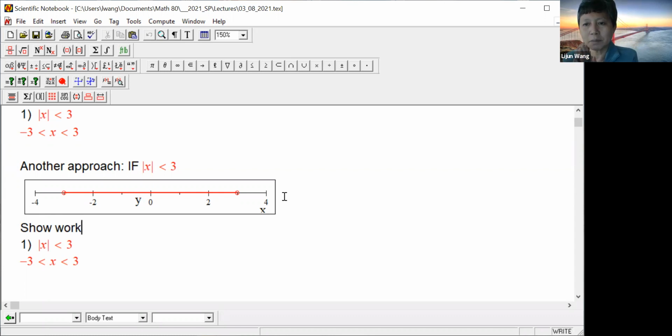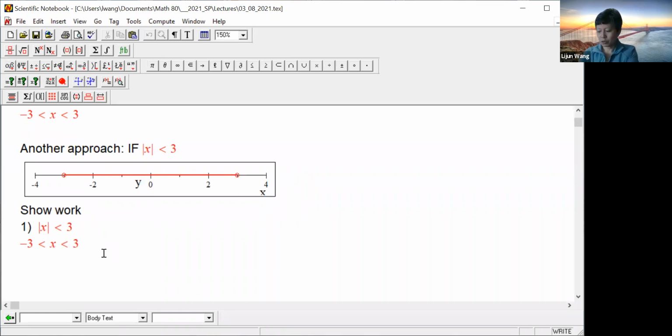But I want you to understand this. Even though it is as simple as it is now, it is very, very critical from two different perspectives. One is a function perspective, and the other one is just the number line. Does everybody follow me? Okay. Now, let's look at number 2. Instead of less than 3, it says less than or equal to 3.